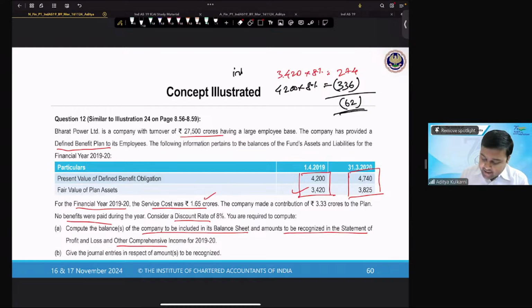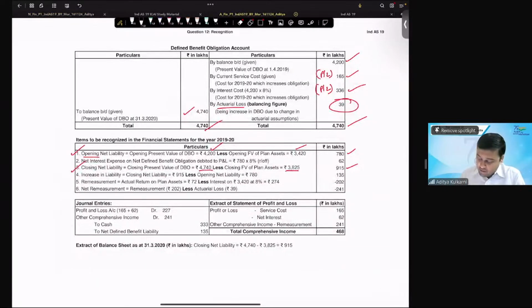This is my interest income. This becomes my interest expense. Did we understand? Yes, sir. So we will net it off against each other and present it in the P&L as 62. Are we okay with this? So therefore, in the P&L, you will see 62. What they have done is they have taken the net of 780 into 8%, which is also okay. No problem in this.